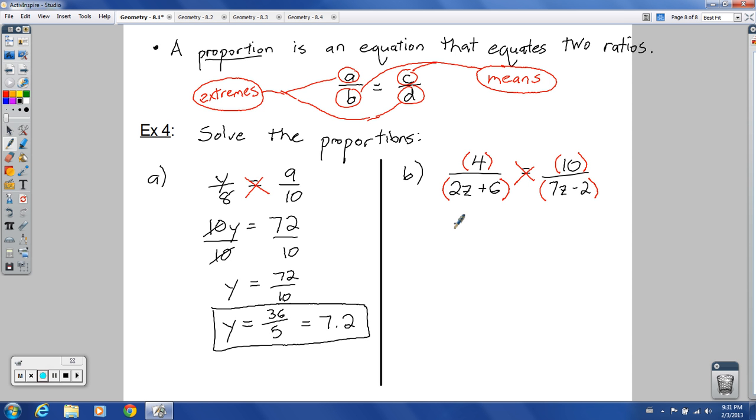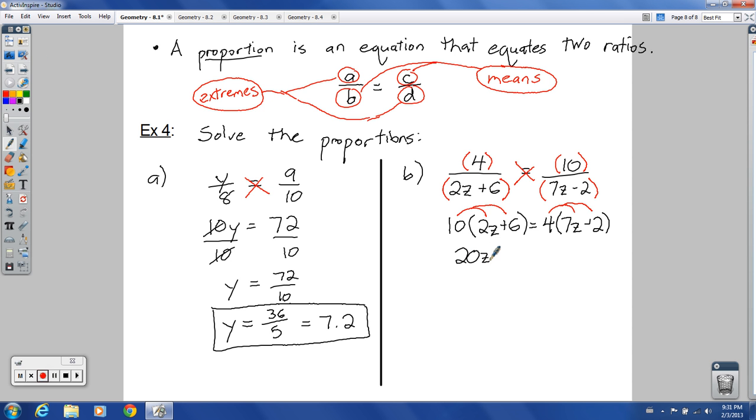And so what do we have here? I have 10 times 2z plus 6. And then on the other side I have 4 times 7z minus 2. You'll notice I removed the parentheses from the 4 and the 10, but I didn't do that with the stuff on the bottoms of the denominators, because I'm going to need to distribute that through. So in your different color, let's show that. We're going to distribute the 10, we're going to distribute the 4. From there, let's solve this.